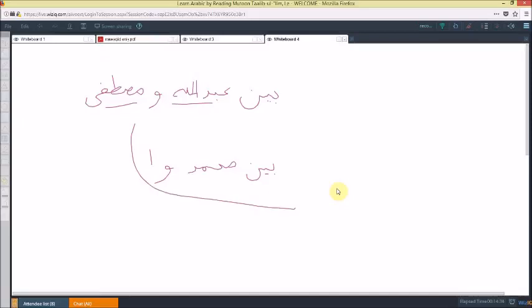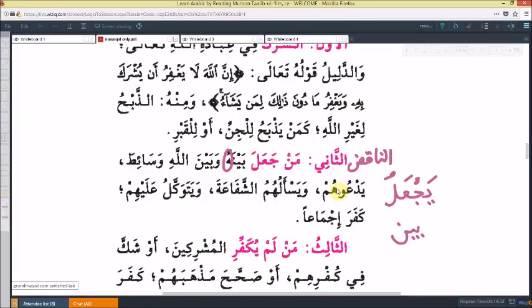No problem, inshallah. Baina hu wa baina Allah. He makes between him and Allah wasa'it, which is the plural of wasita. Wasita means an intercessor, someone who goes in between.